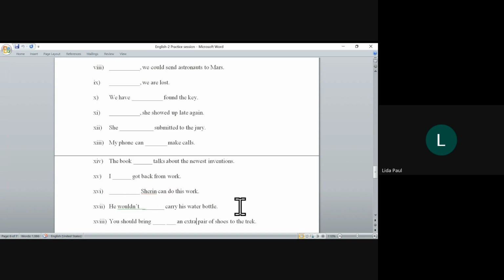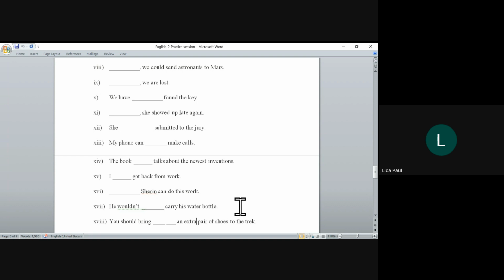Or alternatively, you can also use those viewpoint adverbs, right, in case you know how to fill them up. So you can also say the book clearly talks about the newest inventions. Or you can say the book methodically talks about the newest inventions. So multiple adverbs are possible in that sentence, right? All focus and viewpoint and comment, all of them possible.